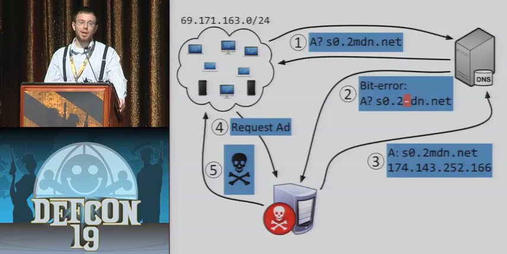s0.2mdn.net. I own that. I answer DNS authoritatively for it, and I say, hey, here's the IP address for s0.2mdn.net. That gets propagated, that gets cached, propagated to the original requester, and now everybody in that /24, when they're requesting s0.2mdn.net, will get my IP instead of the original one until the DNS cache expires. So that concludes the 3 outlier events.